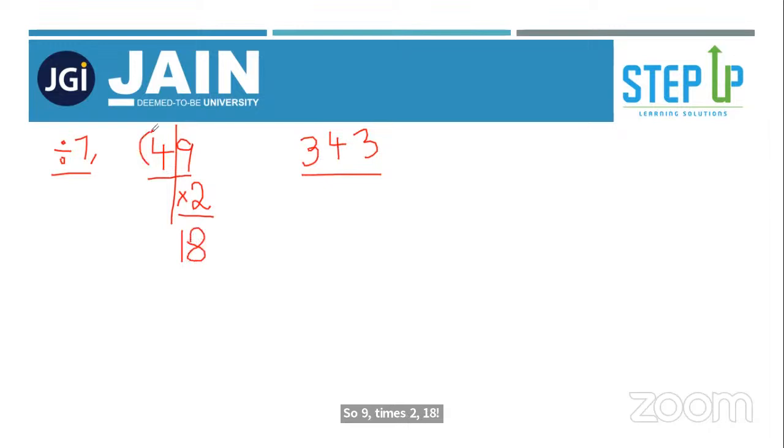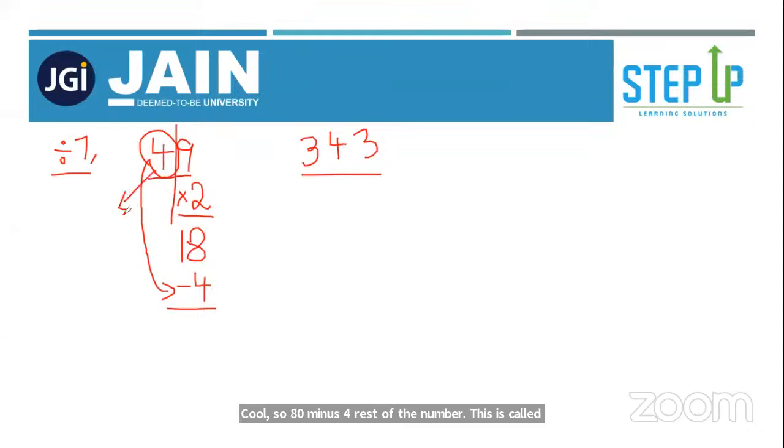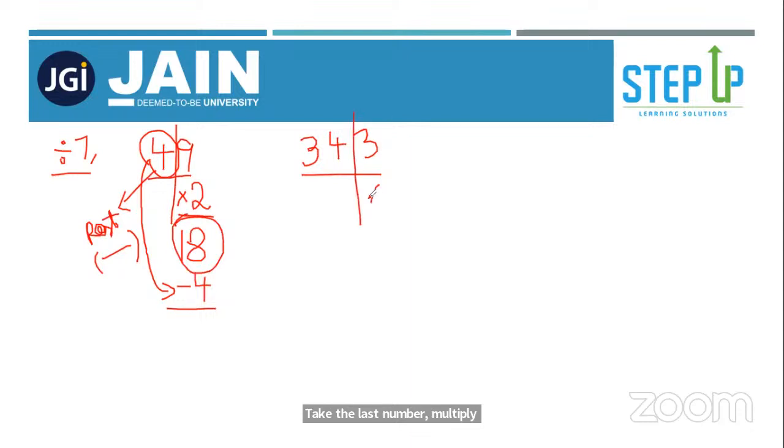And then it is subtracted from the rest of the number. 18 minus 4. The rest of the number, this is called the rest of the number. I have to subtract it. Take the last number, multiply it by 2, and whatever answer you get, subtract it from the rest of the number. 9 times 2 was 18.